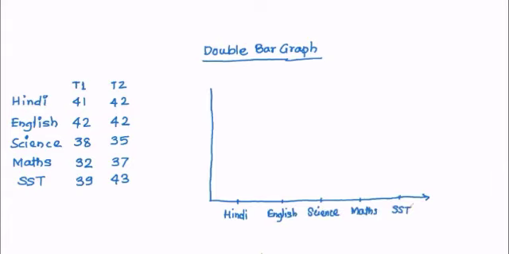Now let's decide the scale. The maximum value in this case is 50. So we can choose a scale of 10 marks per unit. So that will give us 5 markings. Plot these marks along the y-axis. So let's write the scale. 1 unit is equal to 10 marks.